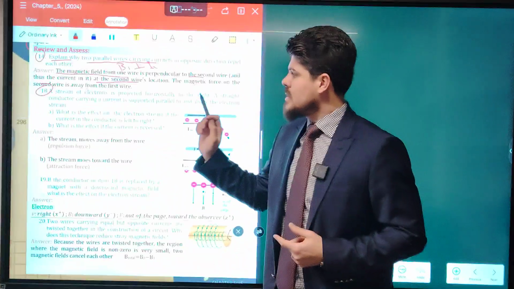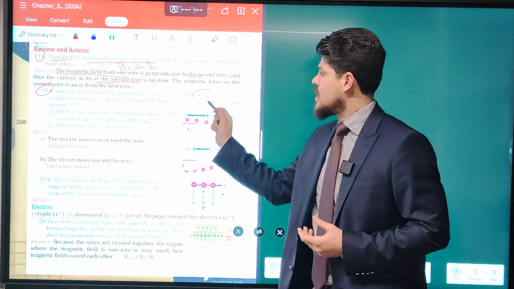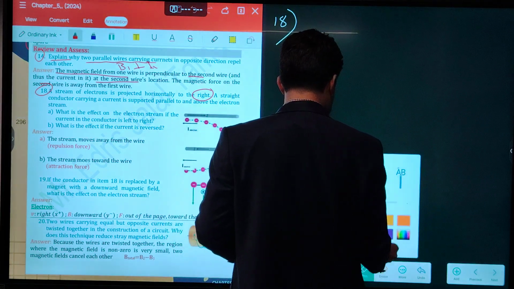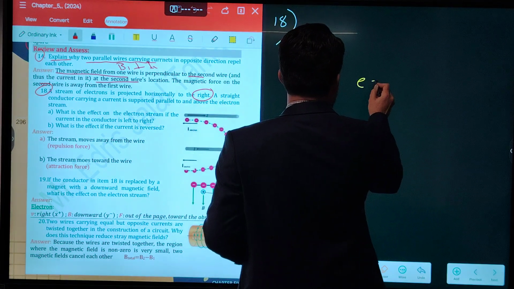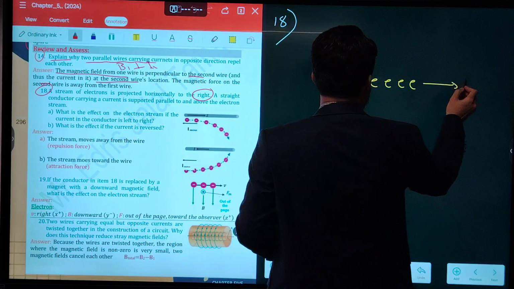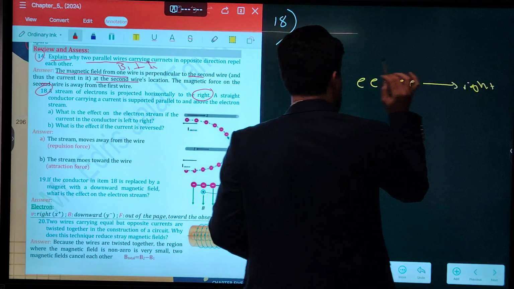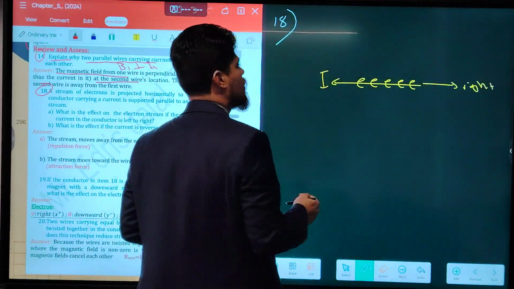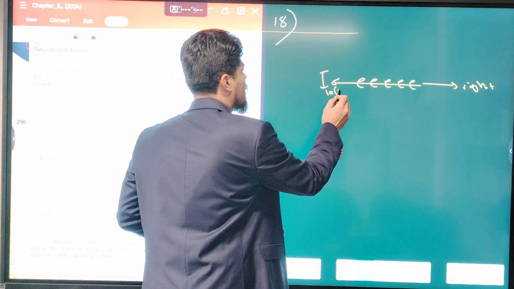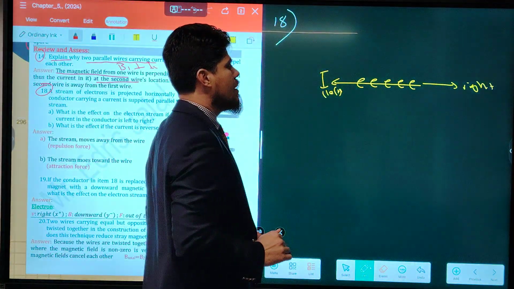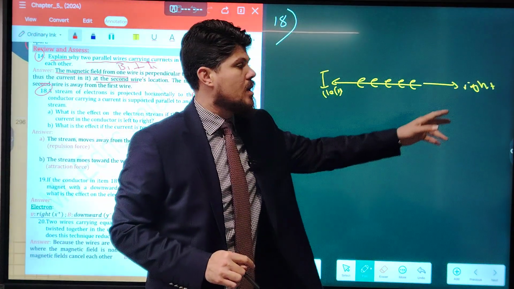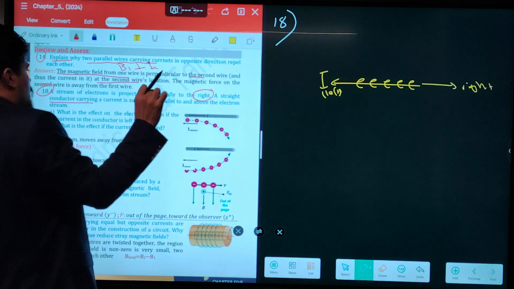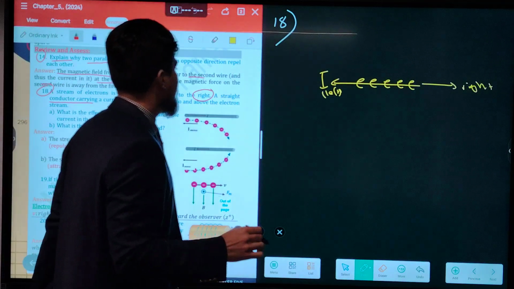Look at this question, question 18. A stream of electrons is projected horizontally to where? To the right. This is question 18. The electron is projected to the right. This is the movement of the electron. At the same time, when the electron is moving to the right, how about the current? Current is directed to where? To the left. Okay? Why? Because the flow of the electron is directed to the right. A straight conductor carrying current is supported parallel to and above the electron stream.